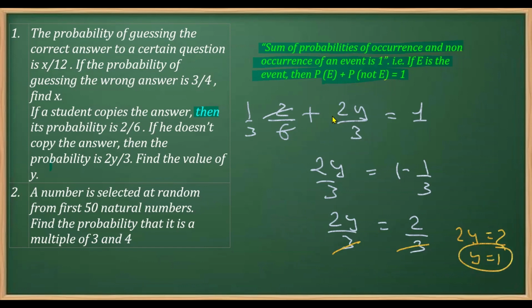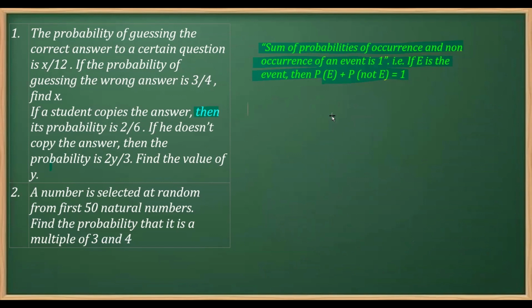Y is not a probability, right? Y is a number. Probability can come as 1 at the most, but in the case of a certain event. Here y is a numeric value, and it's not a probability. All right, now we'll come to the next question, that is question number 2.